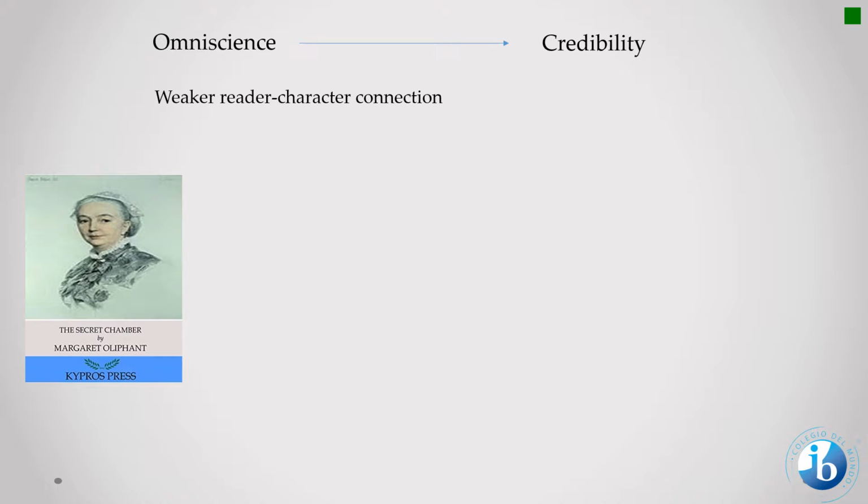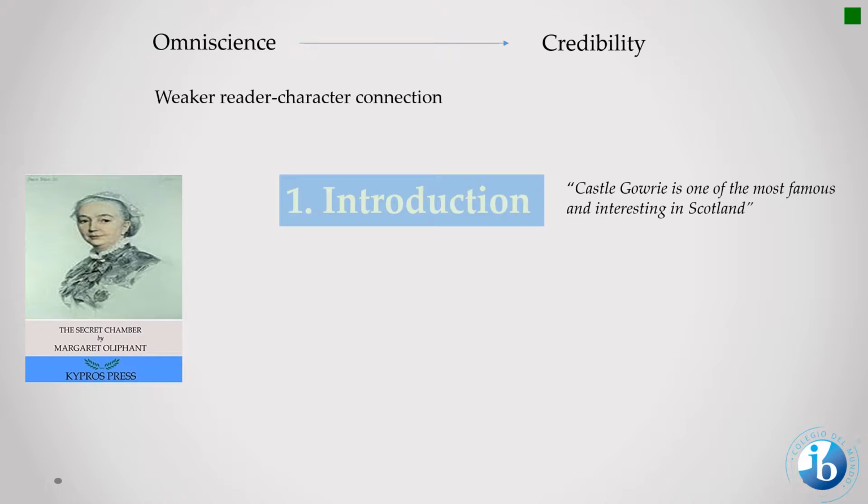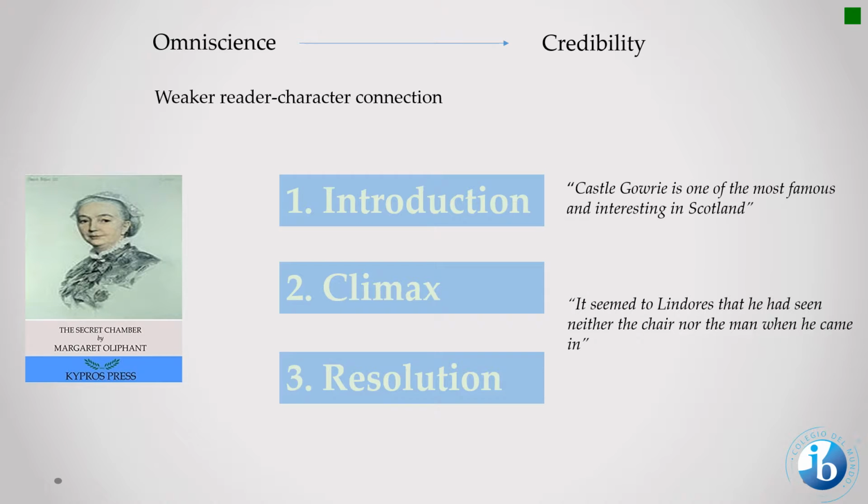Oliphant's novel also uses a third-person external narrator, but it starts off with a fully omniscient one that puts the reader into situation and gives the story credibility and legend-like feeling. It decreases the reader-character connection, though. After that, in the climax and the resolution, it adopts the camera narrator kind that Rowling uses, focuses on the main character. So in the introduction, it would look like Castlegar is one of the most famous and interesting in Scotland. It sounds far away from the protagonist.